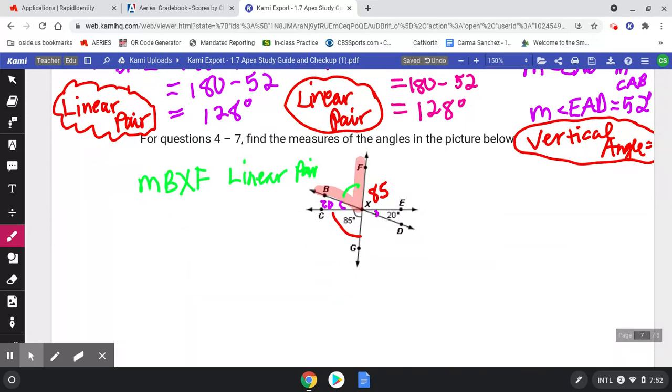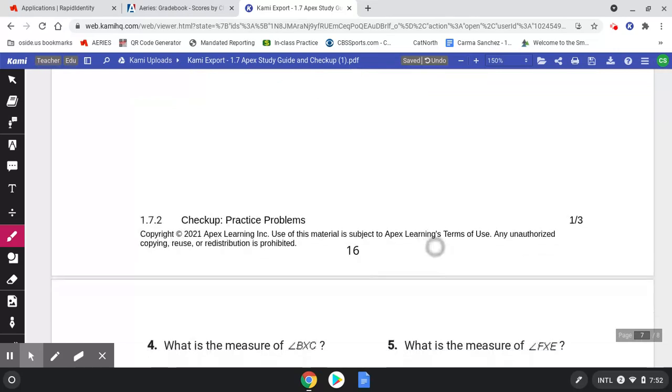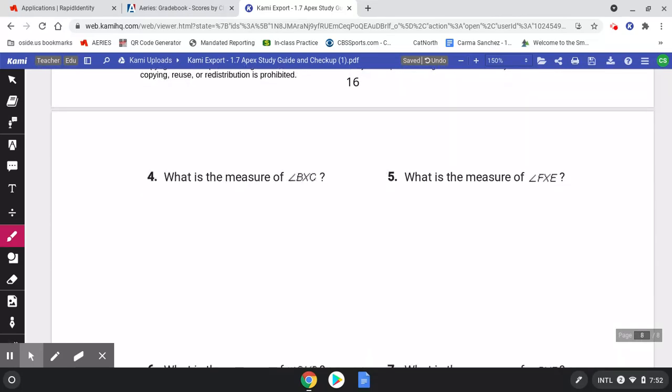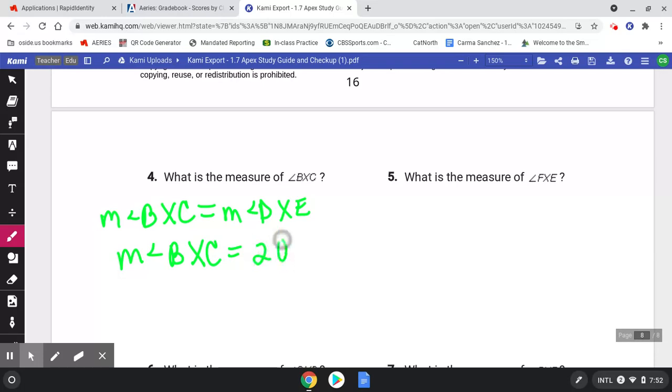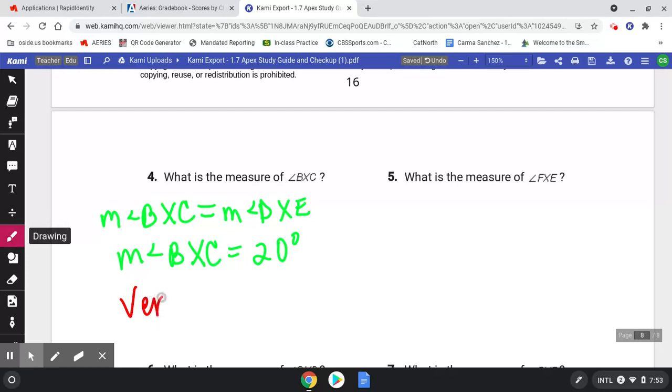So BXC is the one that's vertical to EXD. So the work that we're going to show is that the measure of angle BXC is equal to the measure of angle DXE. And my answer would then be 20 degrees. What's the reason that I put for this? I would put that it's a vertical angle, and vertical angles are equal.